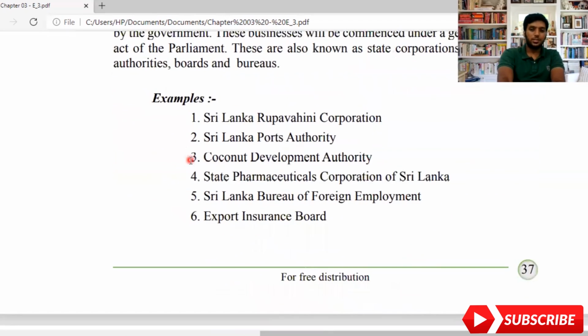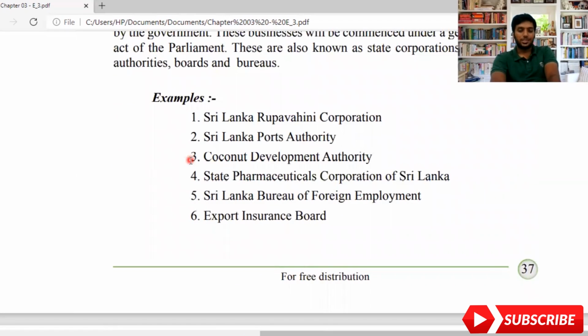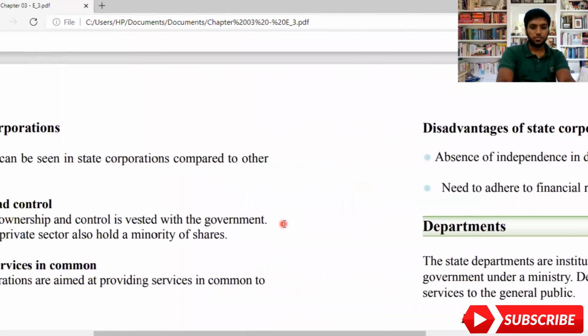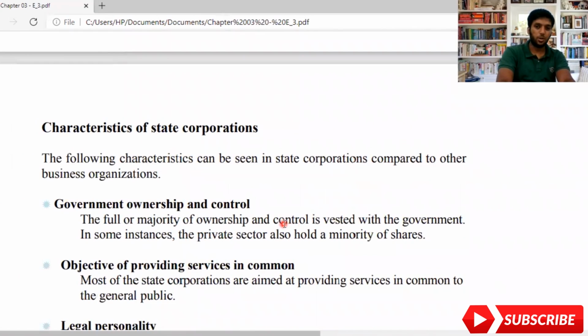They are given some examples: Sri Lanka Rupavahini Corporation, Sri Lanka Sports Authority, Coconut Development Authority, State Pharmaceuticals Corporation of Sri Lanka, Bureau of Foreign Employment, Exports Insurance Board. Remember again, just having a quick knowledge of these is going to help you a lot on your exams. Let's move on to the next page now and see what the characteristics of a state corporation are.